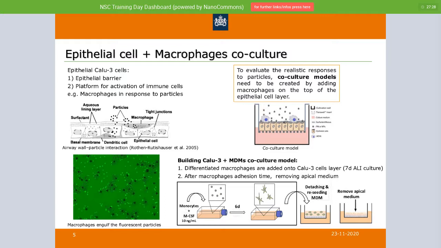cell layer. In our study, to build the Calu-3 plus MDM co-culture model, we first differentiated the primary monocytes to macrophages by adding M-CSF. Afterwards, the differentiated macrophages are added onto the Calu-3 cell layer for several hours for adhesion. After removing the apical side of the medium, the co-culture models are ready for testing.